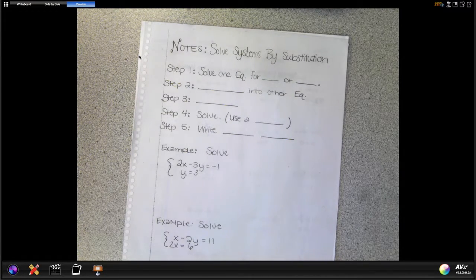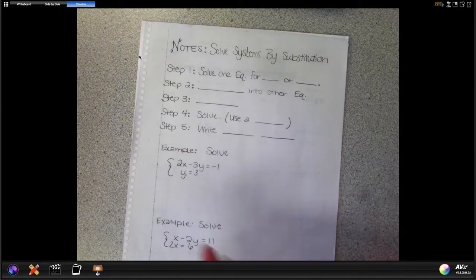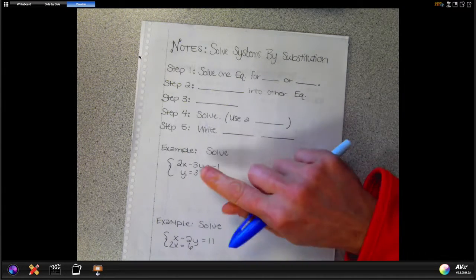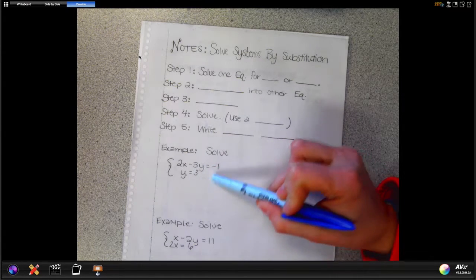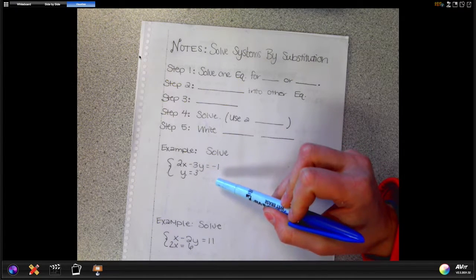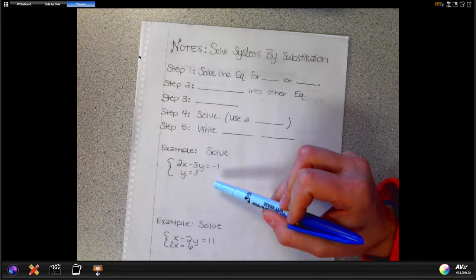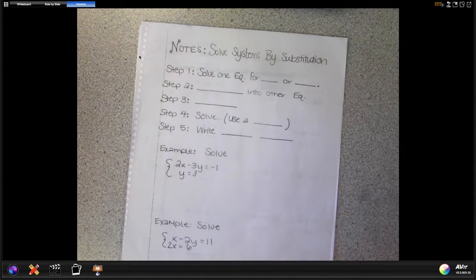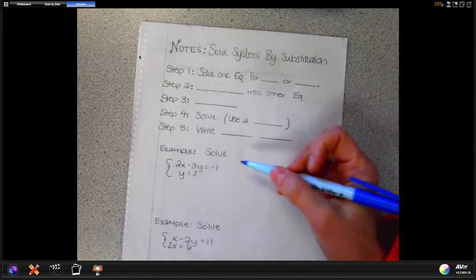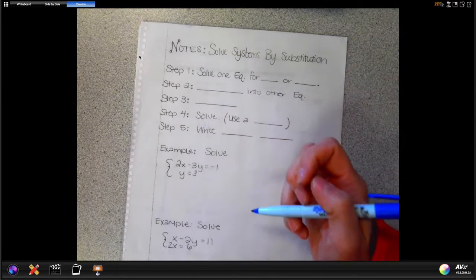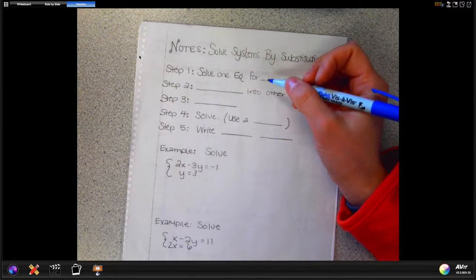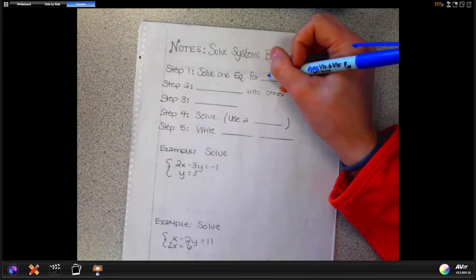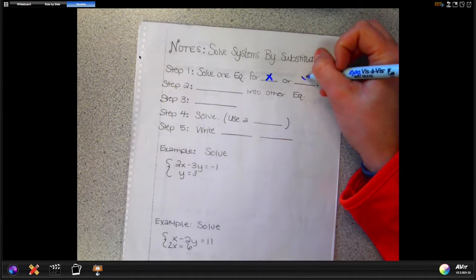So if you're solving systems by substitution, what that means is that instead of graphing two equations and finding out where they cross, we're going to use algebra to figure out where they would cross if we did graph them. So steps for doing this are as follows, and we're going to use these steps as we go. Step one is going to be to solve one equation for either x or for y.